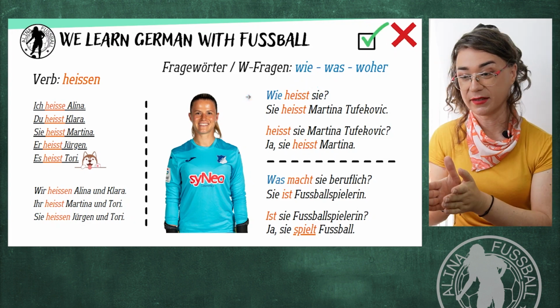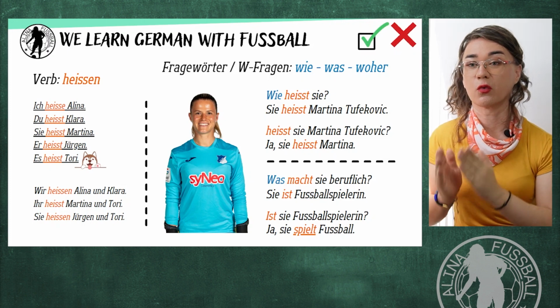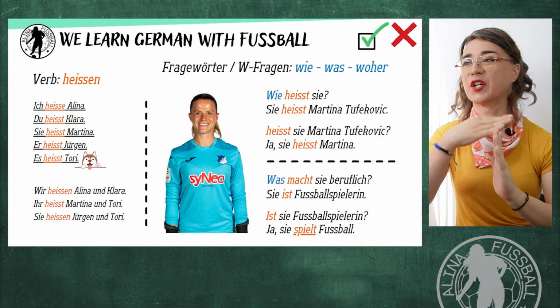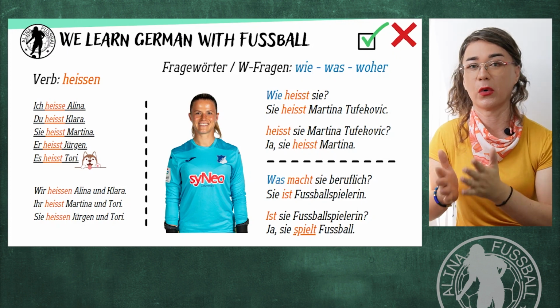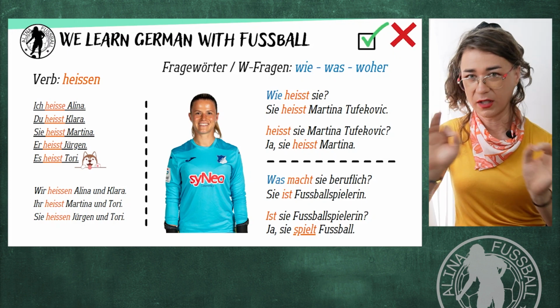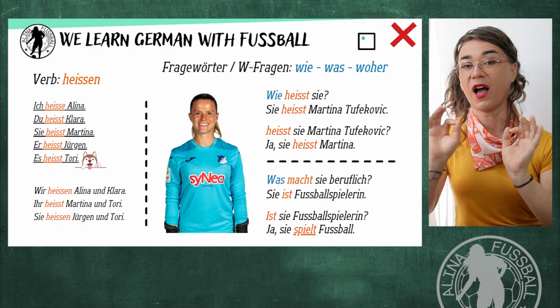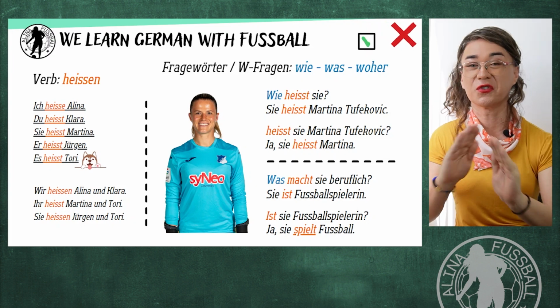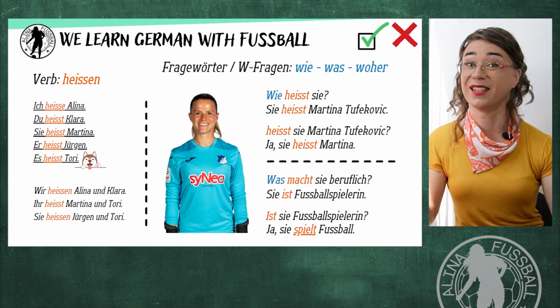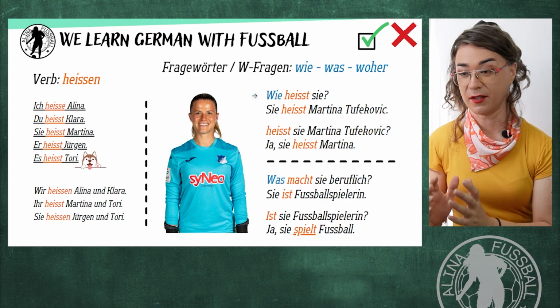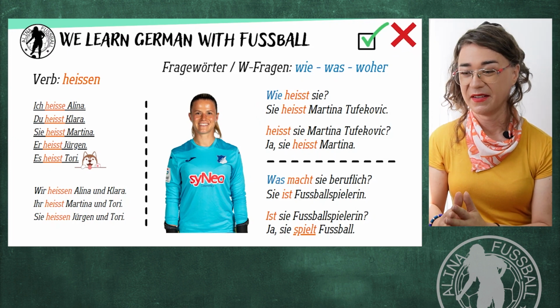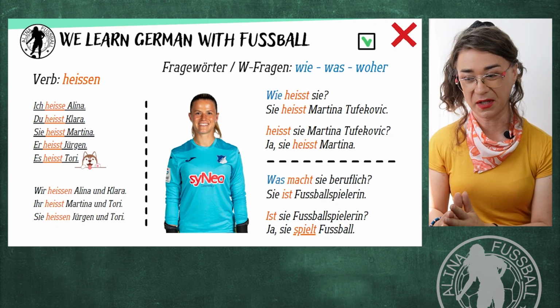And notice that in these questions we don't have the auxiliary do or an equivalent in German for the auxiliary do. No, in German we don't have it. Just forget about it. We don't need it. Let's read the question and the answers. Wie heißt sie? Sie heißt Martina Tufekovic.